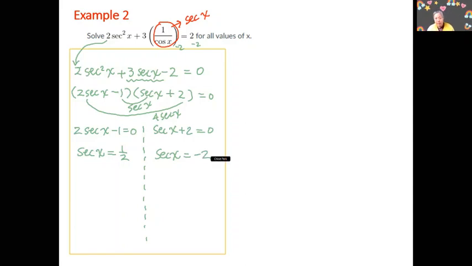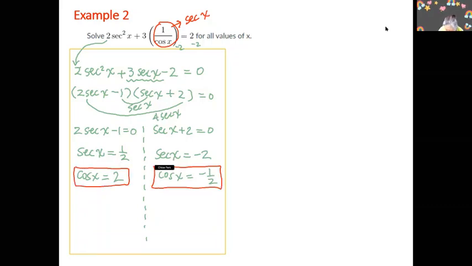But in order to utilize the unit circle, we better convert this secant into cosine so that I can verify the angles directly from the unit circle. Then all I have to do is flip, right? If I take the reciprocal of secant, it's going to be cosine x being the reciprocal of 1/2, which is 2, and cosine x is negative 1/2 now. Then remember, now cosine x is 2 is undefined.